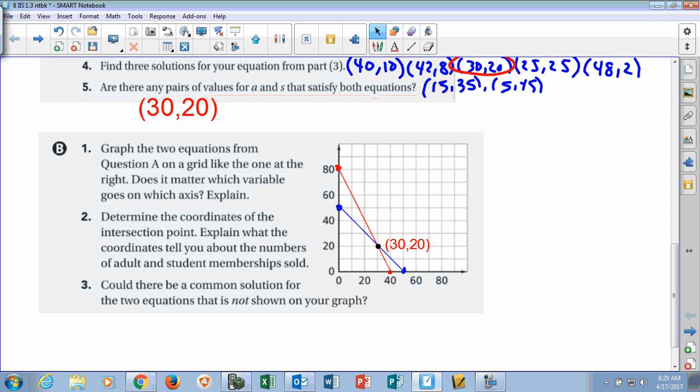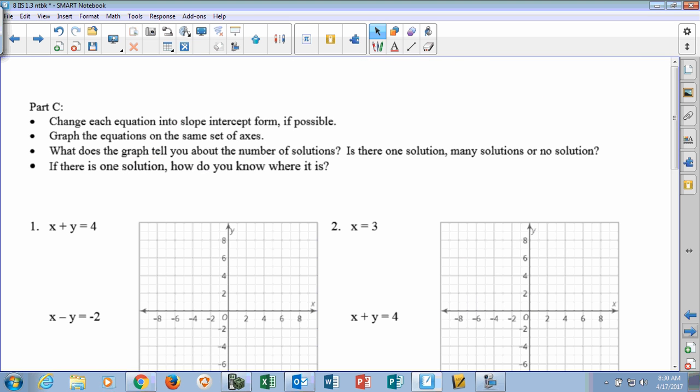And it says, could there be a common solution for two not shown on the graph? No. These two lines will never ever intersect again, right? This line continues to go this way. This line goes this way. It can't touch again, right? Because if it does, it's not a straight line, right? Okay, so you kind of saw it in a scenario. All right? So go ahead and flip to the next page. Now we're going to get some practice.